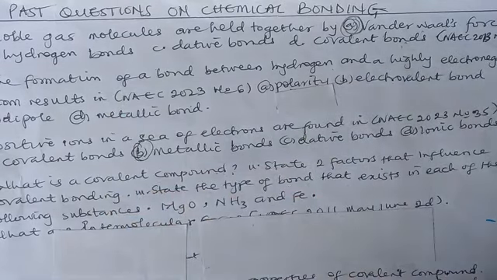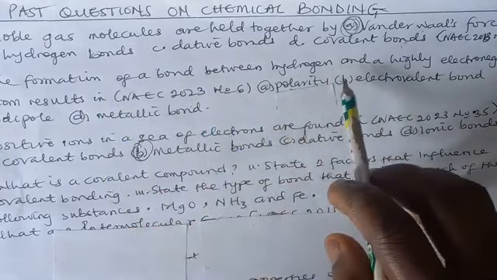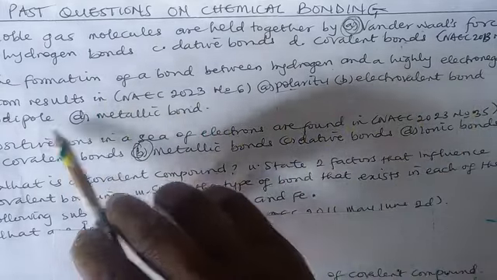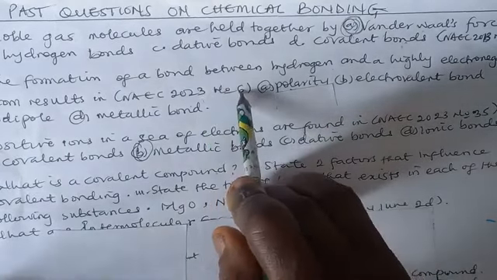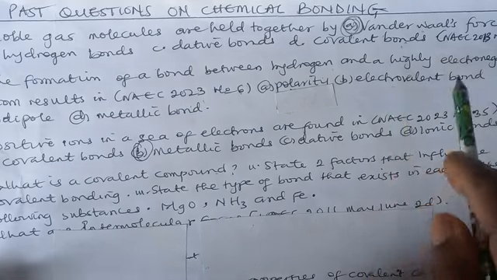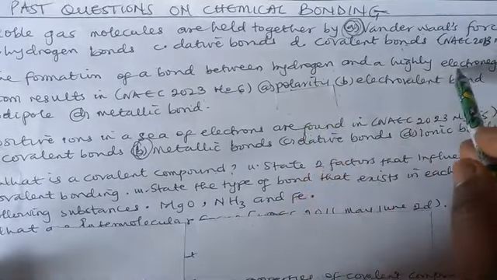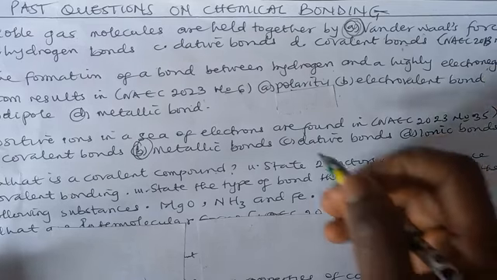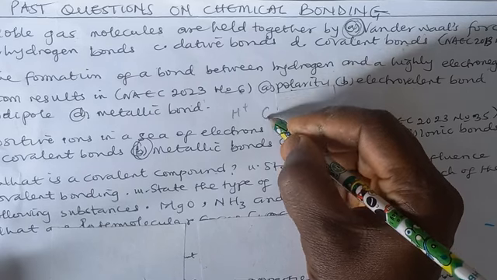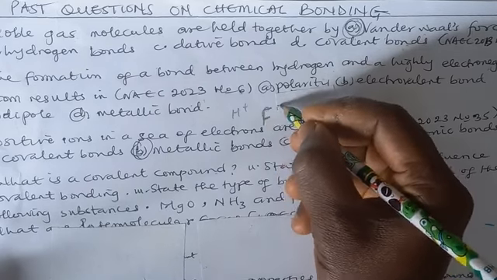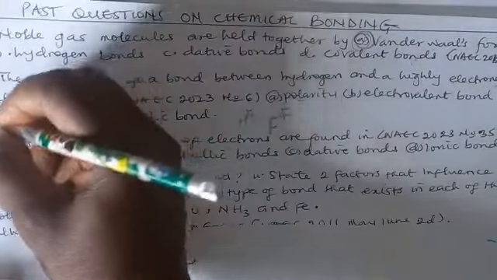Formation of a bond between hydrogen and a highly electronegative atom results in what? A, polarity, B, electrovalent bond, C, dipole, D, metallic bond. Actually, this is from WAEC 2023 number 6. I told you that hydrogen bonding occurs between hydrogen and a strongly electronegative element, resulting in the formation of a dipole where hydrogen is positive and the electronegative element, like fluorine for instance, is negative. Then you have two poles being formed, which means dipole. So the best answer is C.